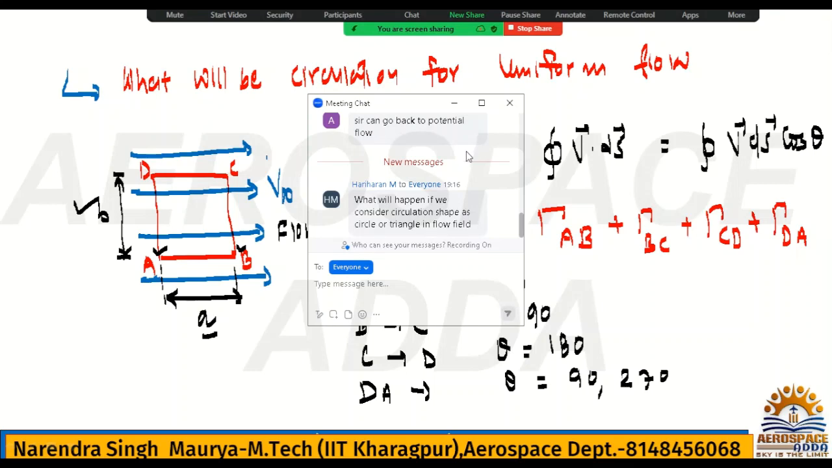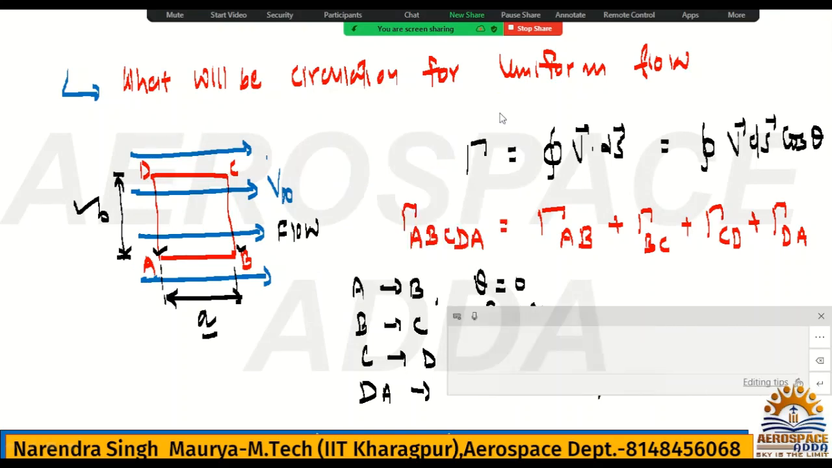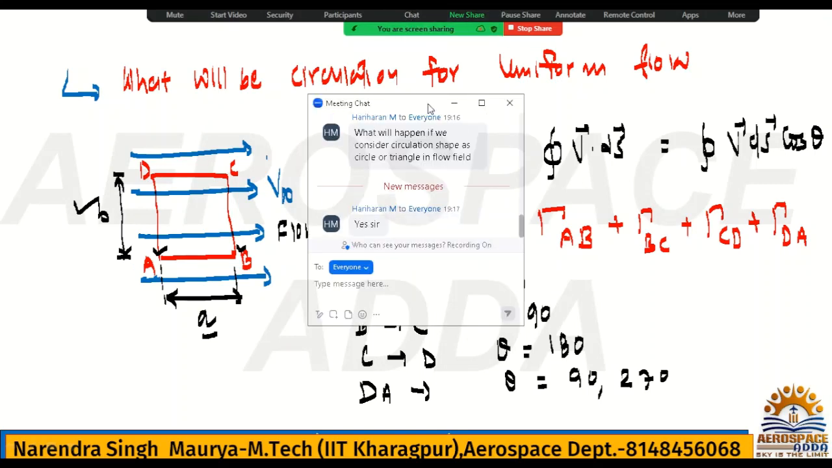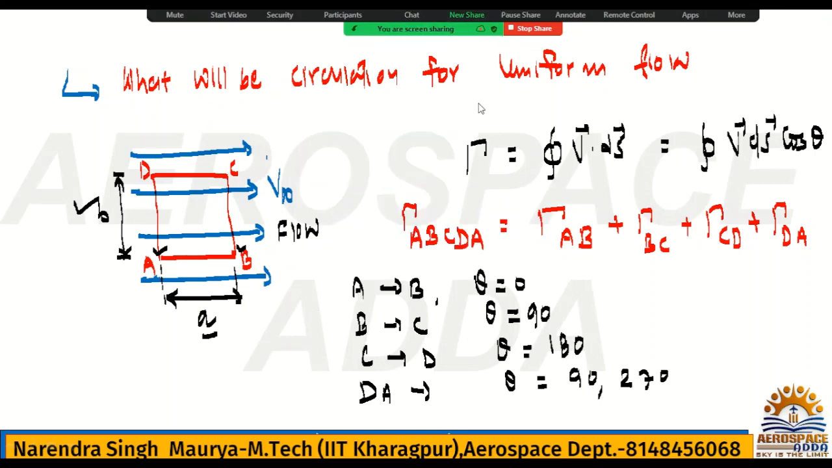Potential flow means irrotational flow. If it is irrotational, what does it mean? It is not rotating about its own axis. So already it becomes 0. So circulation, no need to calculate, it becomes 0 only. Understood? Yes or no? Your assumption is like that because you are talking about ideal flow. So ideal flow itself is irrotational flow. Hope you understood.